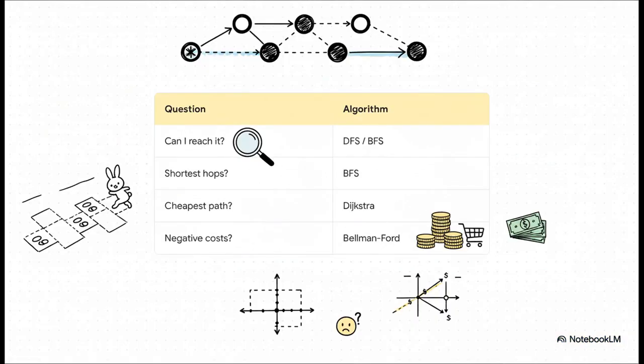So let's break this down into a simple cheat sheet, right? If your question is simply, can I get there? Then you're going to use DFS or BFS. If you need the absolute shortest path in terms of the number of stops, no questions asked, BFS is your best friend. For the cheapest path, where all the costs are positive, no weird refunds, Dijkstra's is the way to go. But if you do have those negative costs in your system, you need the power of Bellman-Ford.